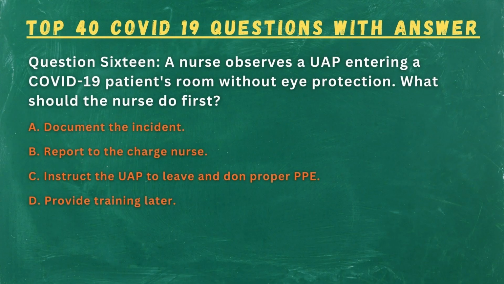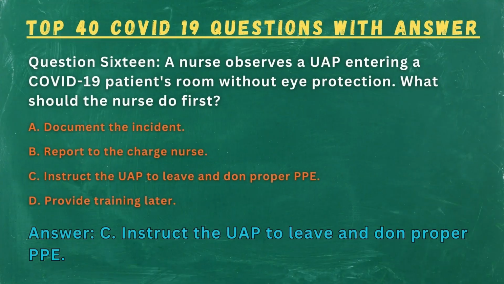Question 16. A nurse observes a UAP entering a COVID-19 patient's room without eye protection. What should the nurse do first? A. Document the incident. B. Report to the charge nurse. C. Instruct the UAP to leave and don proper PPE. D. Provide training later. Answer: C. Instruct the UAP to leave and don proper PPE.